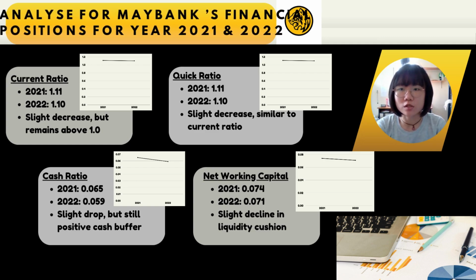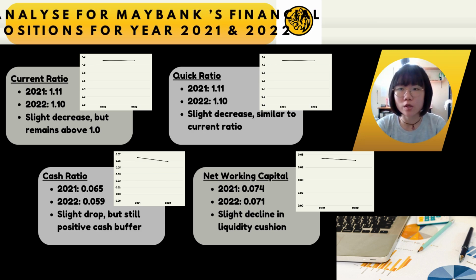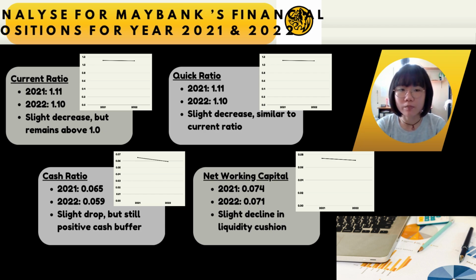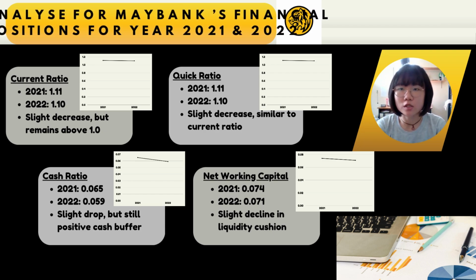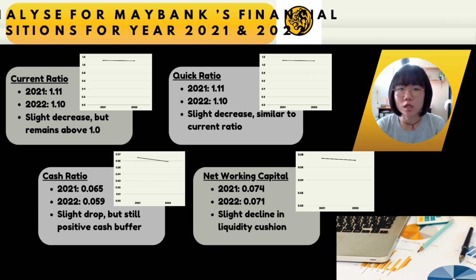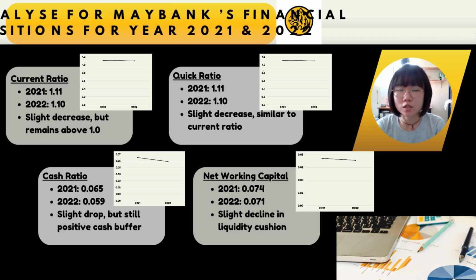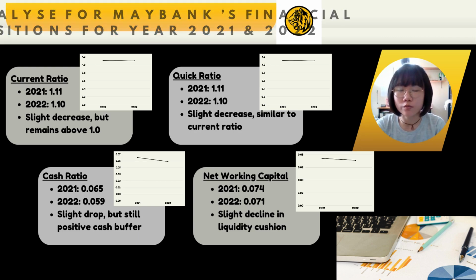While for the cash ratio, it remained positive, showing that Maybank still held enough cash to cover a portion of its immediate liabilities. Additionally, the net working capital ratio slightly declined from 0.074 to 0.071, suggesting a minor reduction in the short-term liquidity cushion. Overall, the bank maintained a stable and healthy liquidity position across both years.